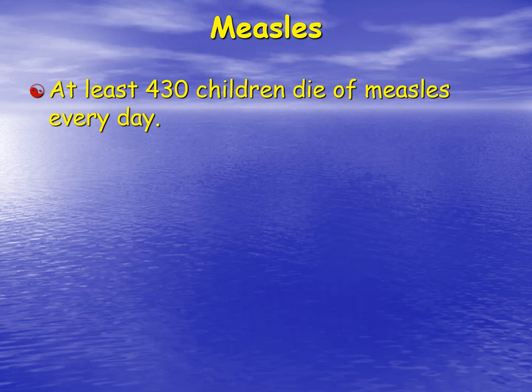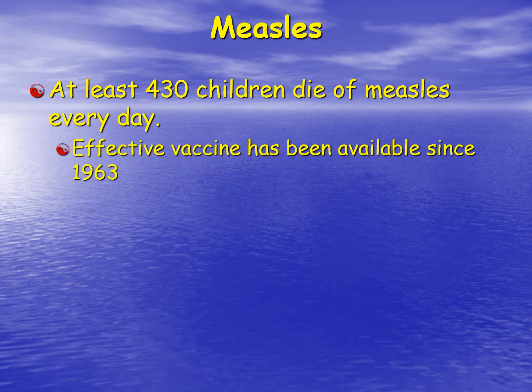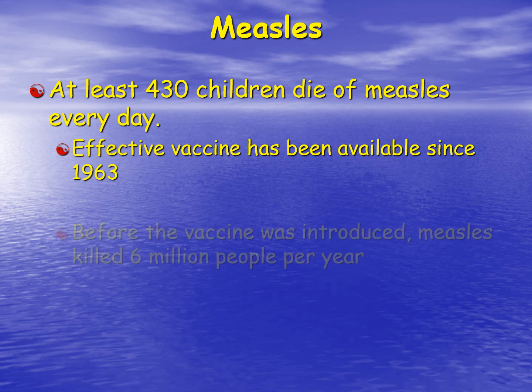Measles will actually kill 430 children every day around the world. Even though we have a very effective vaccine in the MMR vaccine, this vaccine is not as available, especially in third world countries. The effective vaccine has been available since 1963. Since I was born a couple of years before 1963, I never received the measles, mumps, rubella vaccine. So I have had the measles, and let me tell you, it wasn't fun.